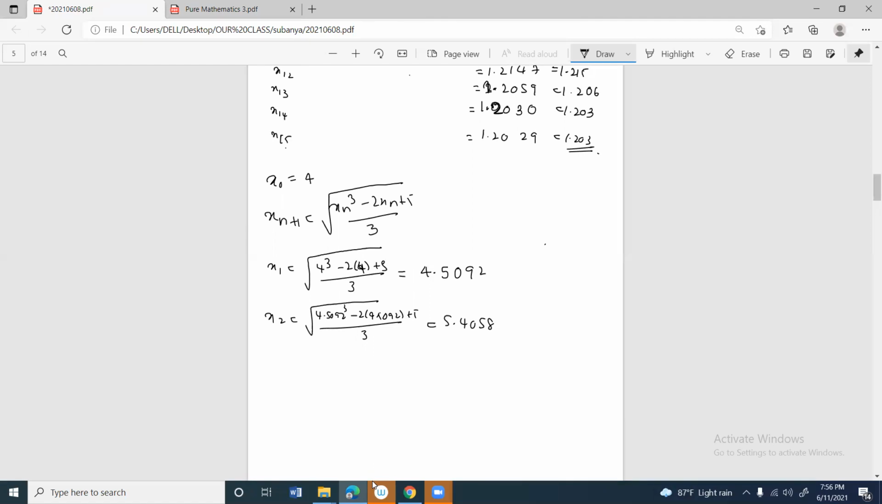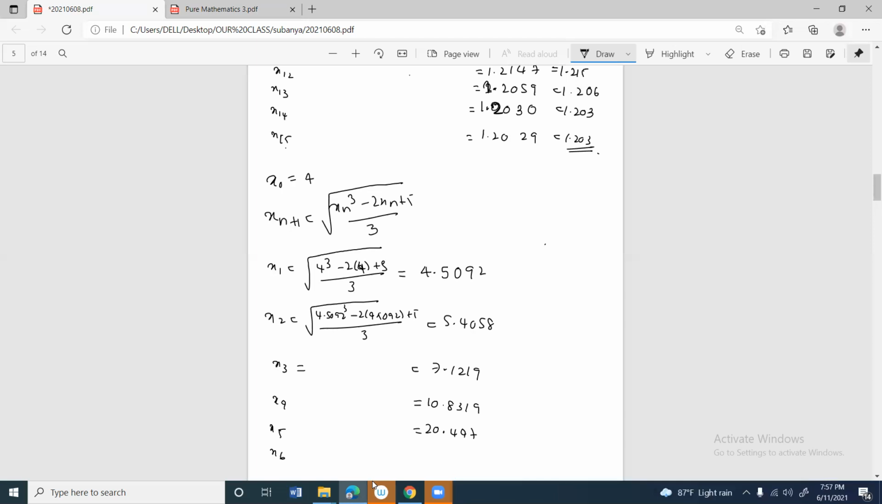Then x3, if you just do this, you get 7.121. Then x4 is 10.831. x5 is 20 point something.